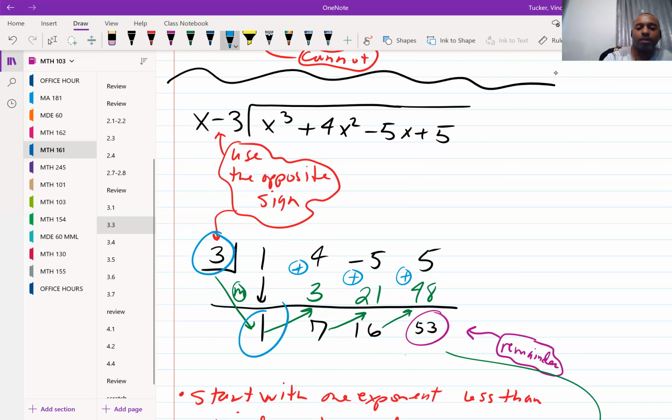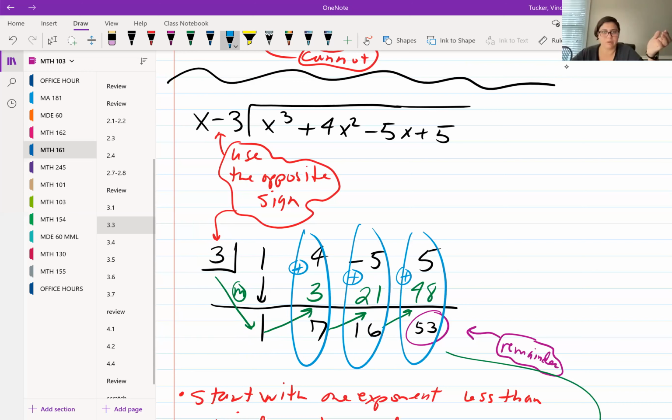And then from there you repeat that same pattern. 3 times 7 gives me 21. And then 3 times 16 gives me 48. But you get to that 7 by adding that 3 plus 4. You add that number plus the number above it. So these numbers are always, the 4 is coming from the 4x squared.